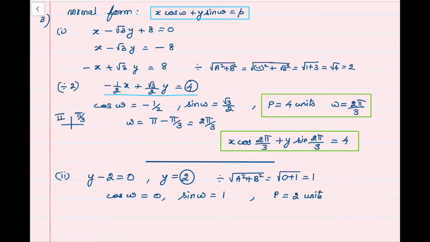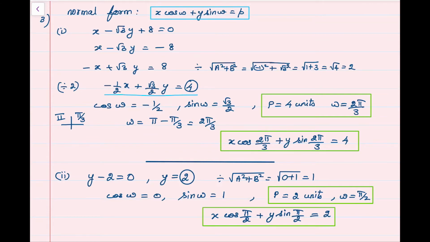Cos omega is 0, sin omega is 1. Omega is pi by 2. Now we will write the equation in normal form. X cos pi by 2 plus y sin pi by 2 equal to 2.